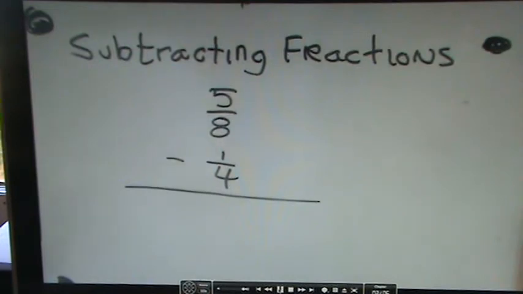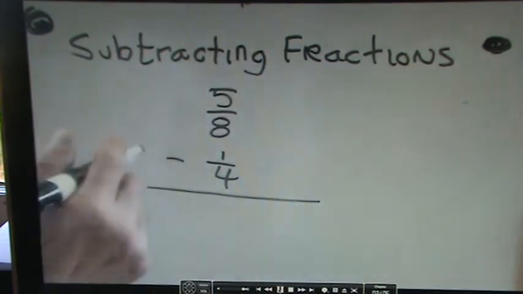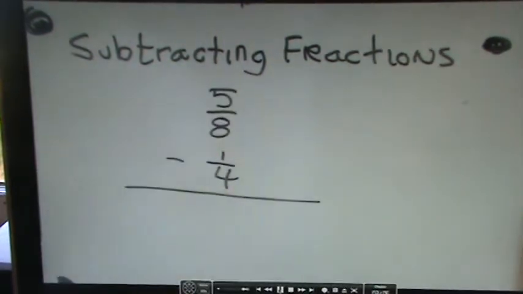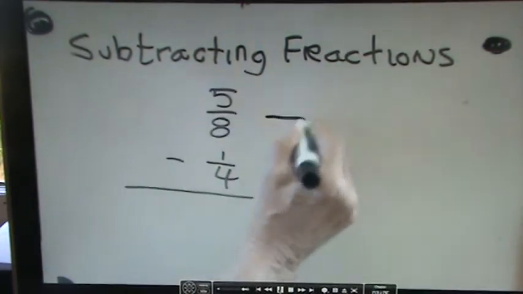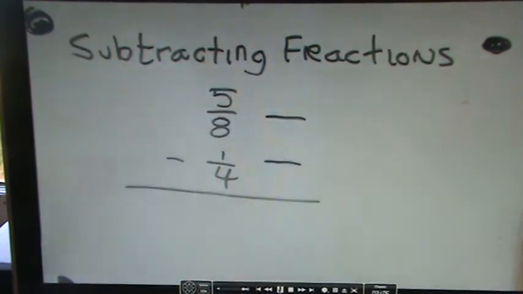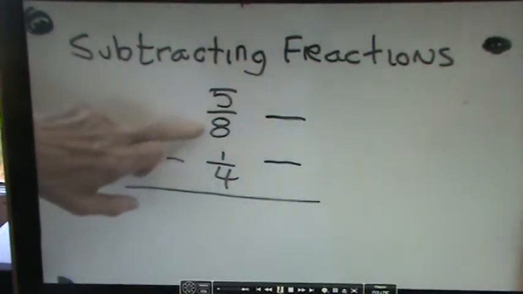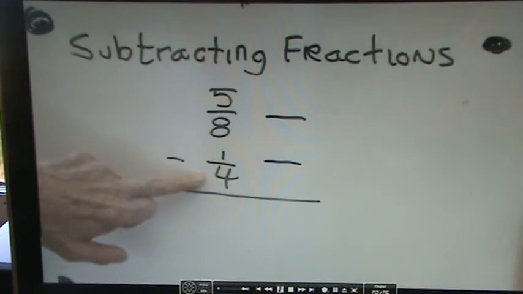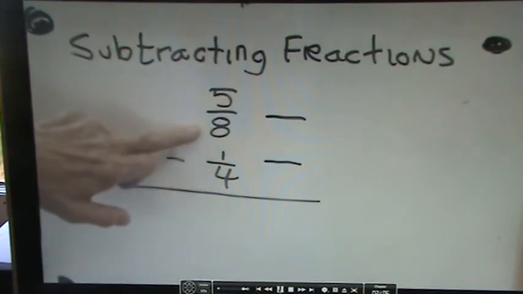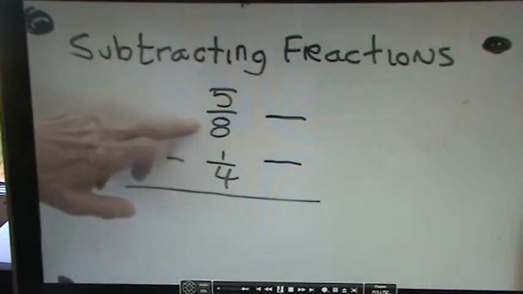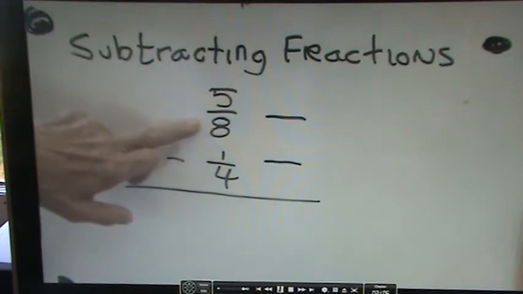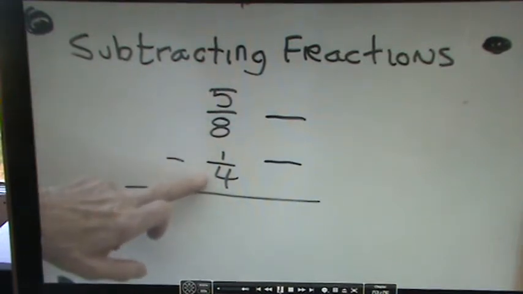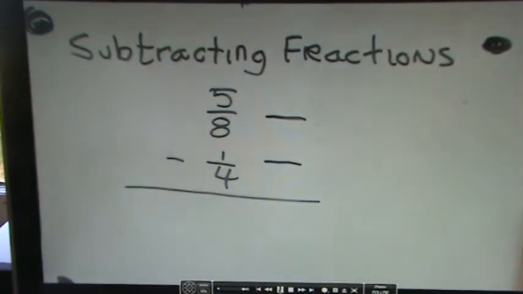Okay, so the problem now is 5/8 minus 1/4. And again, the denominators are different. So we're going to have to rename either one or both of these fractions. So we need a number that 8 goes into evenly and 4 goes into the same number evenly. Since 8 has to go into it evenly, let's start with 8. Obviously, 8 goes into 8 evenly. And 4 goes into 8 evenly. So we can use 8.